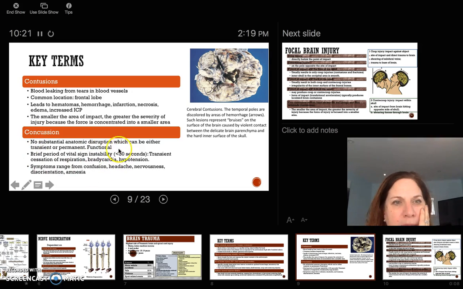So there is not necessarily bleeding in a concussion, but a contusion actually means a small amount of leaking blood from tears in the blood vessels, either from a blunt trauma, an open trauma, or diffuse axonal injury.